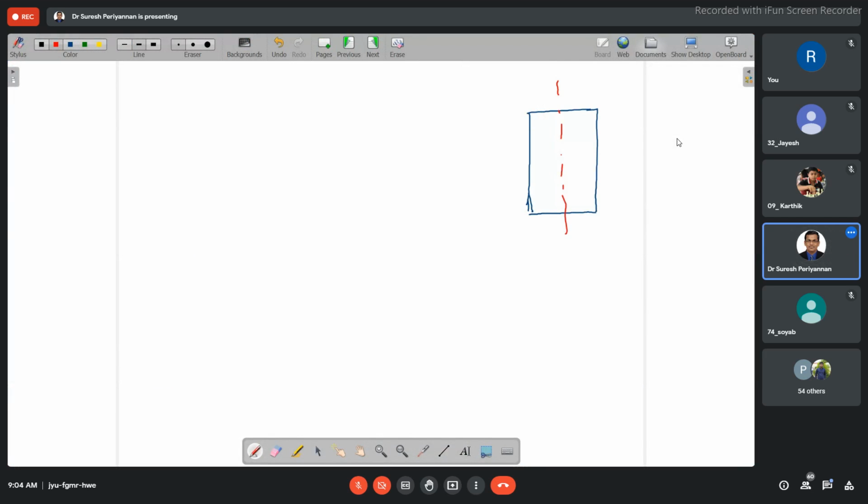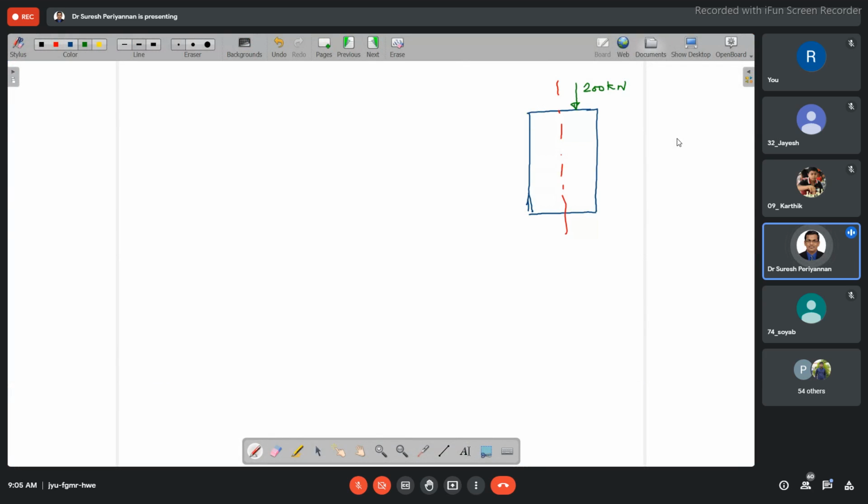Now this is the axis of the strut. The load is acting, very simple problem. This is not a difficult one. The load of 200 kilonewton is acting at a 10 mm offset distance from the axis of the strut. Now find out the bending moment. What is the bending moment?